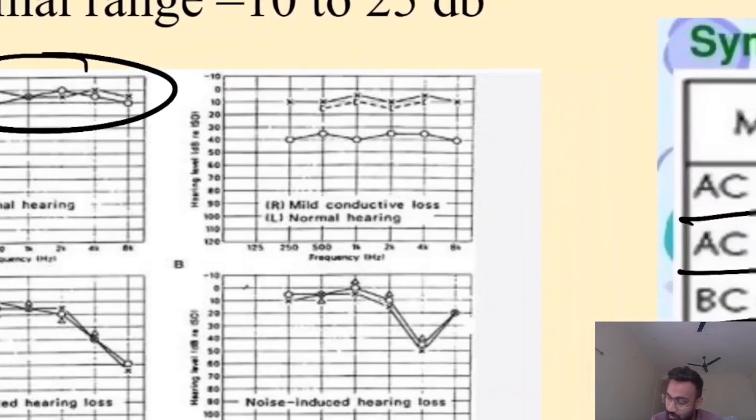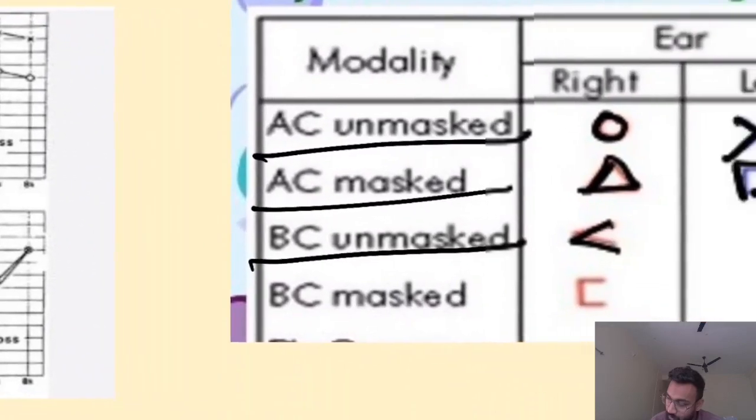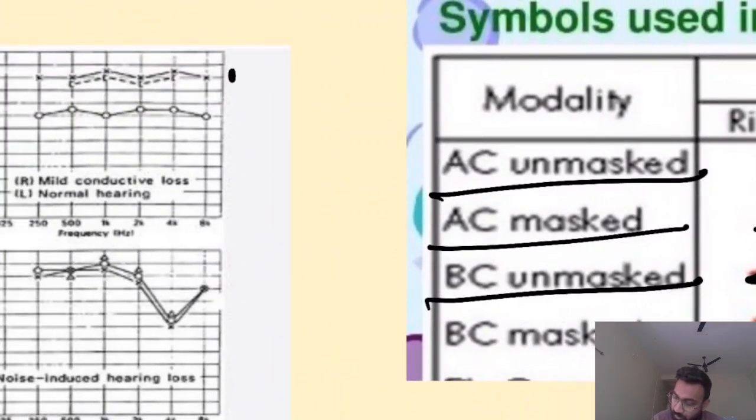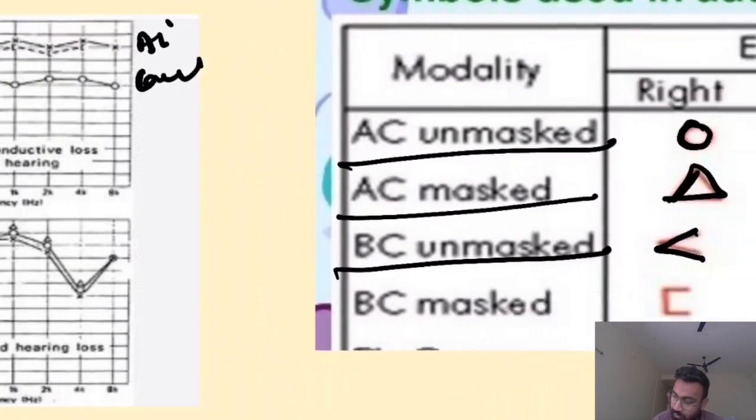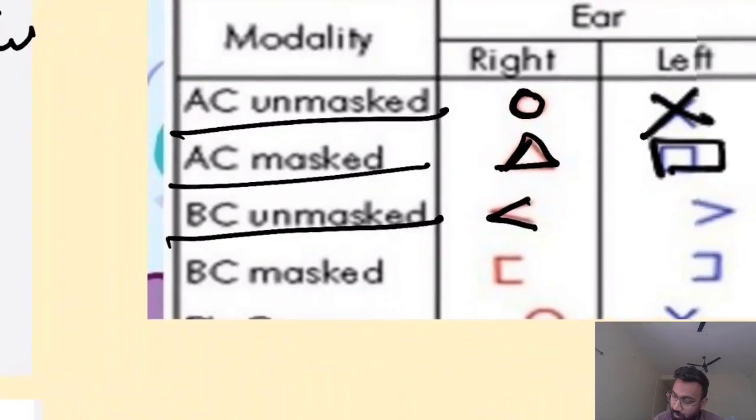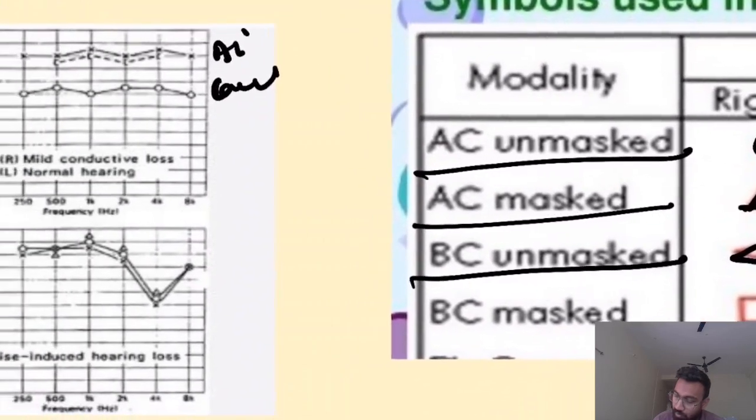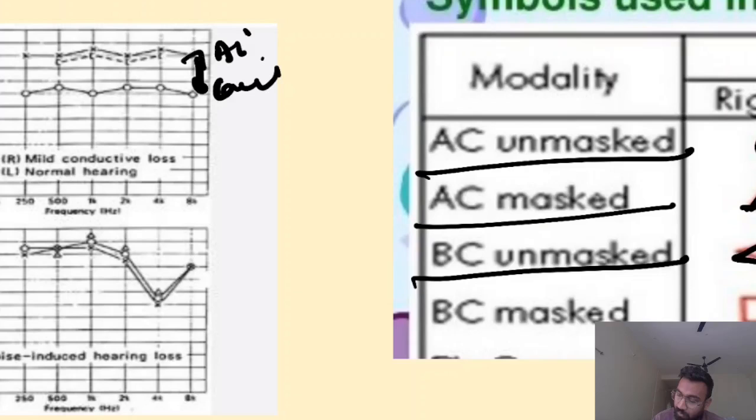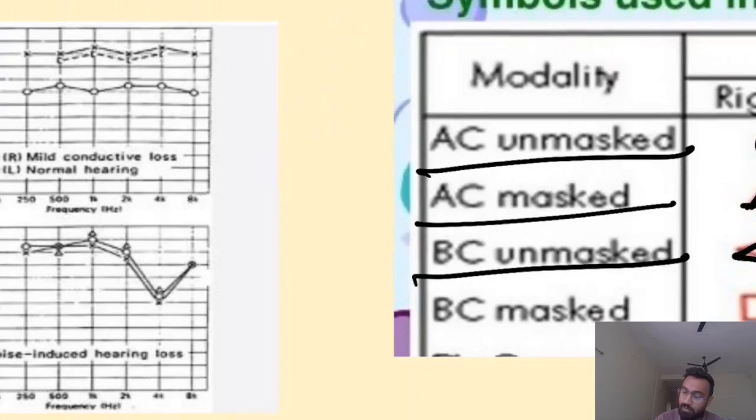In this case you can see this is air conduction and this is bone conduction. So both are present, and there is an air bone gap. So there is an air bone gap, that is a mild conductive loss. This is conductive hearing loss.